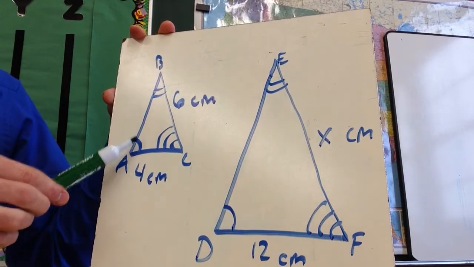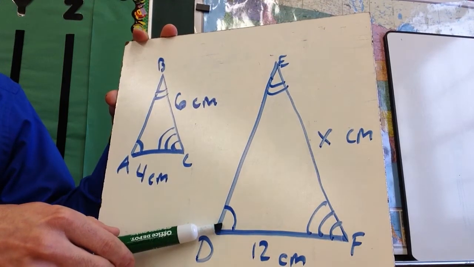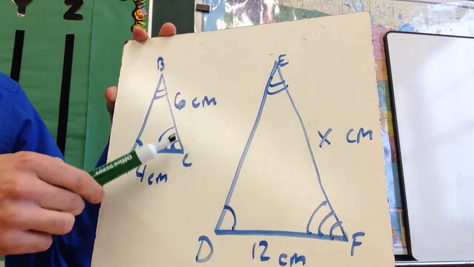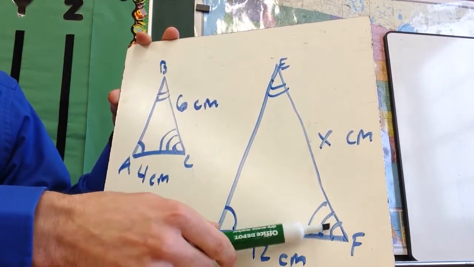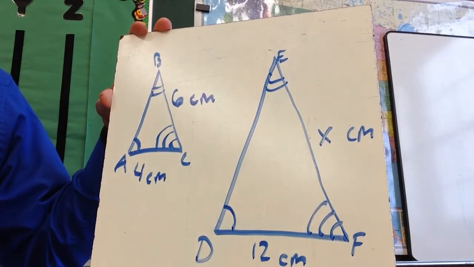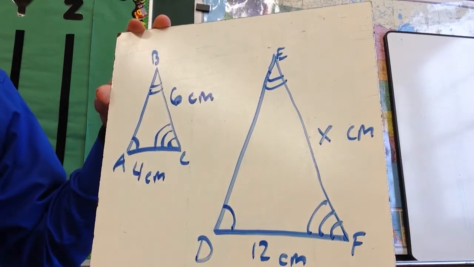So these symbols tell me that angle A is congruent to angle D, angle B is congruent to angle E, and angle C is congruent to angle F. So that makes these two triangles similar because the three angles are congruent.